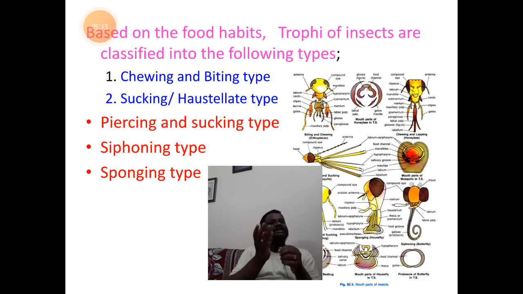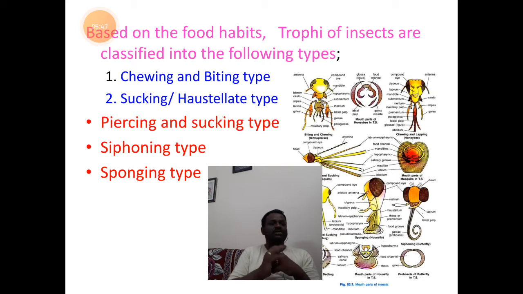The second one is siphoning type. So it is like a straw, it places the mouth parts into the liquid and just sucks it. So we call it as a siphoning process. Like how we suck the solution in a straw, in the same way the siphoning type is also seen.